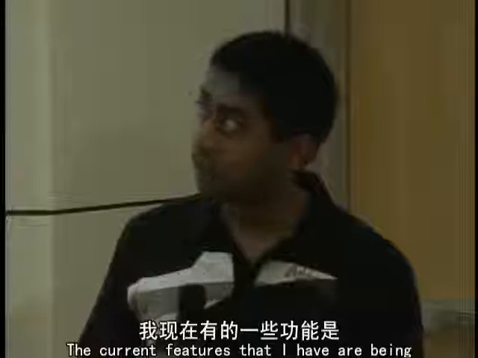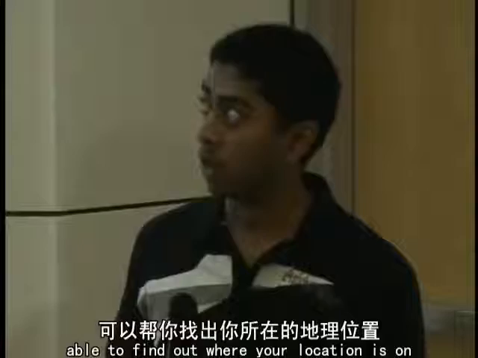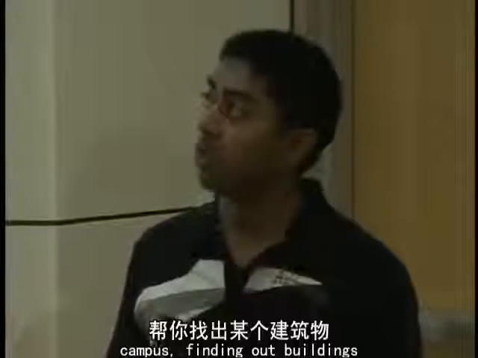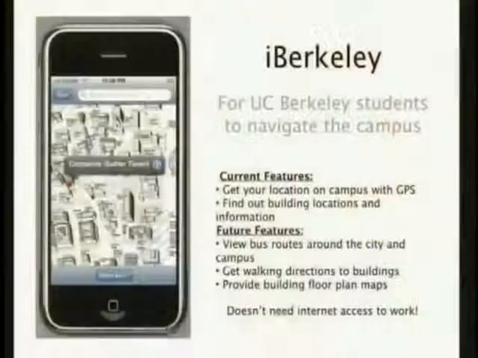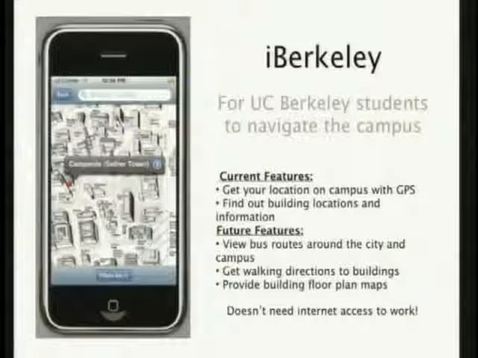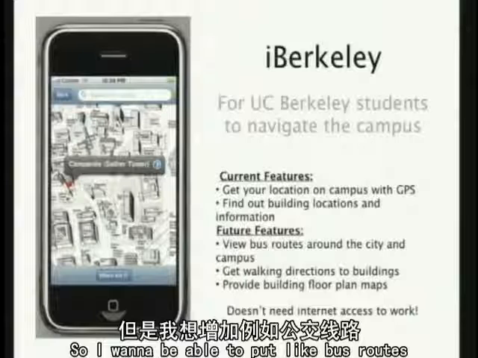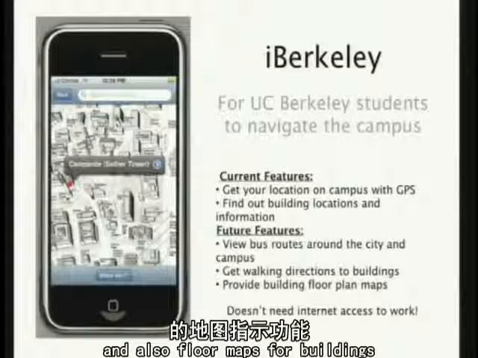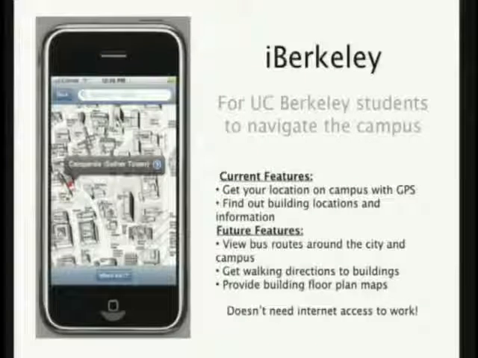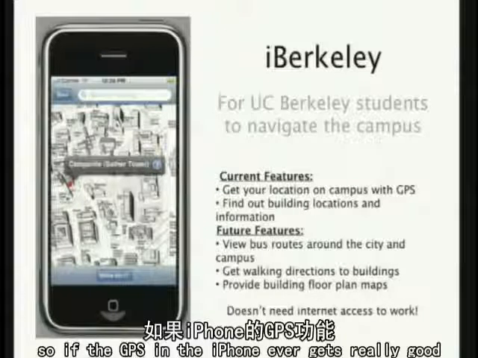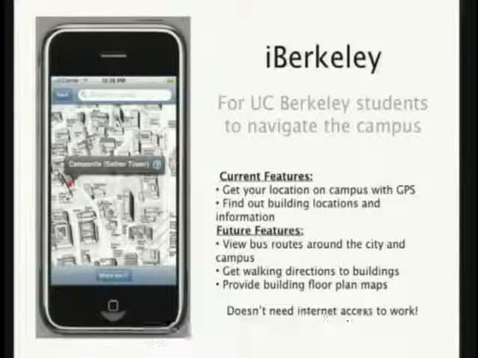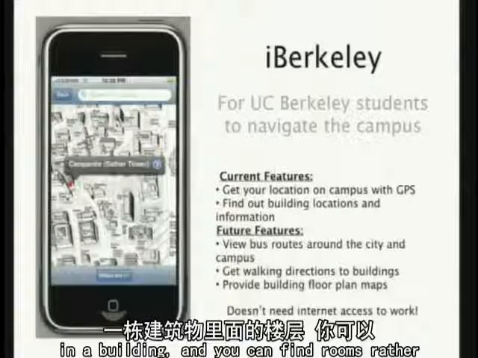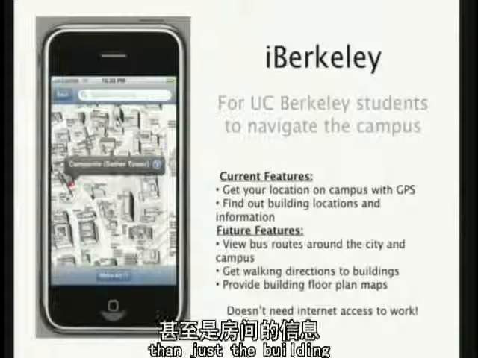The current features that I have are being able to find out where your location is on campus, finding out buildings. But this is version 1.0, like someone else said. So I want to be able to put bus routes, walking directions on campus, and also floor maps for buildings. So if the GPS in the iPhone ever gets really good, then you can find out where you are in a building, and you can find rooms rather than just the building.